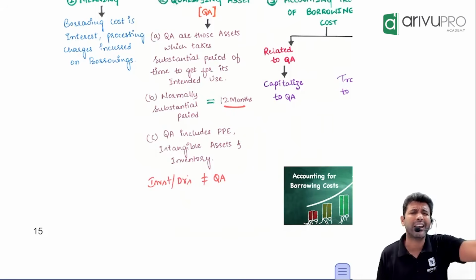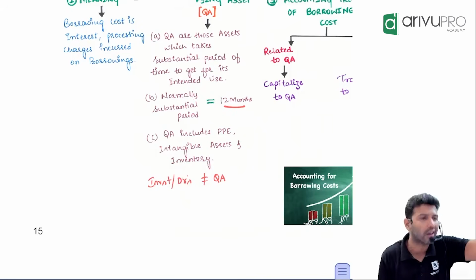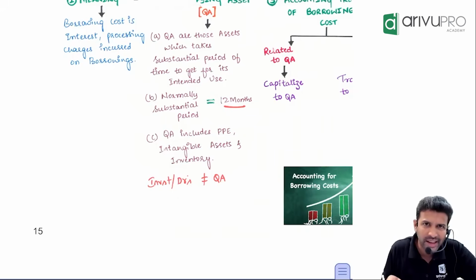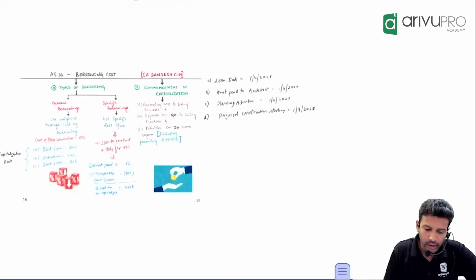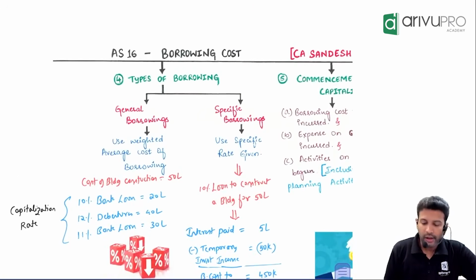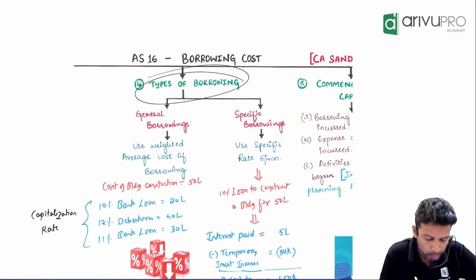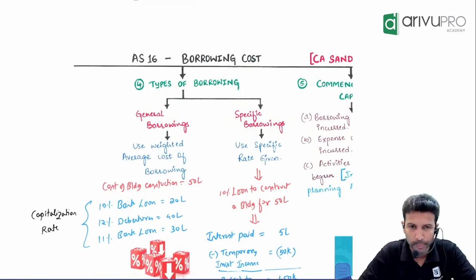Fine. But your debt or investment and all are not qualifying assets, because will they take time to get ready or are they already ready? Already ready. Hence, these are not qualifying assets. Done. All right. Now, when it comes to borrowing, meaning here the loan, right?